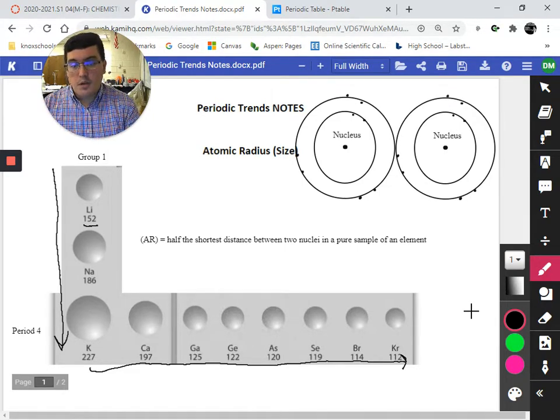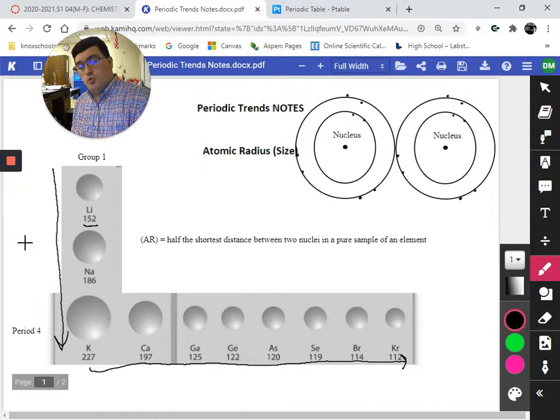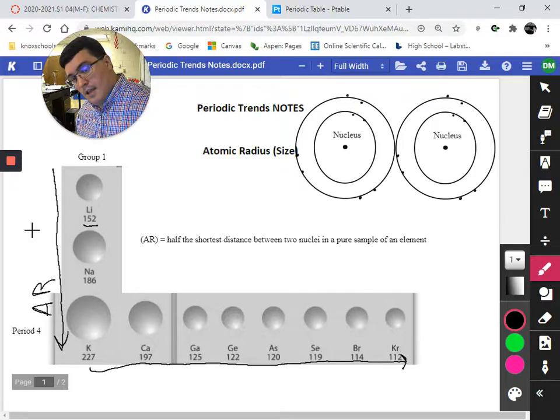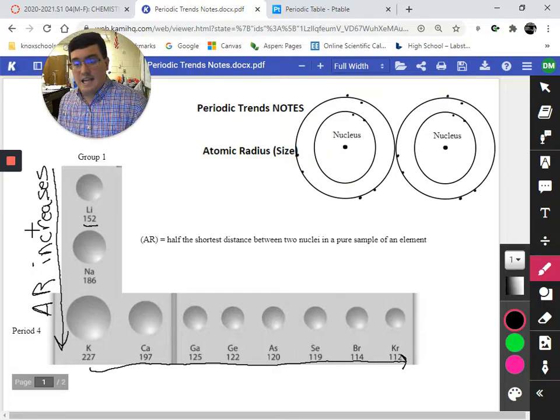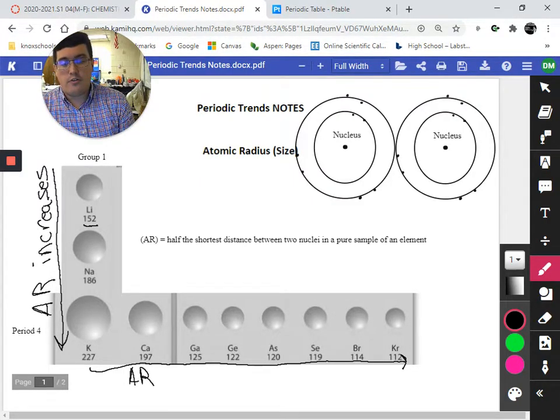And to further prove that, we can look at the numbers as we go from lithium 152, we go up to 186 and up to 227. So as you go down a group, atomic radius, AR, increases. And it's also fairly obvious as we look here. We can look at the pictures or we can look at the numbers, and you can see in a general trend as we move across the period, atomic radius decreases.